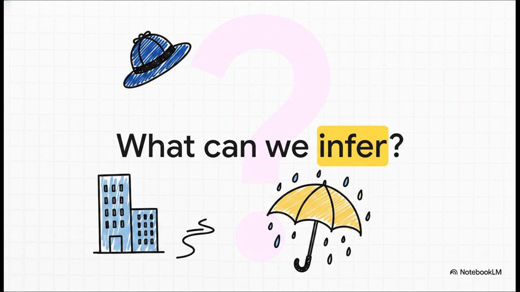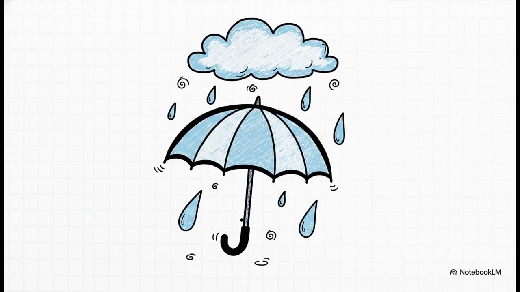Well, the specific textual evidence is the umbrella. Step 2, apply your reasoning. Why do human beings grab umbrellas when they leave a building? What implied meaning is hiding just beneath the surface of that incredibly simple sentence? And boom, there it is. It might rain. Or hey, perhaps it's already raining.